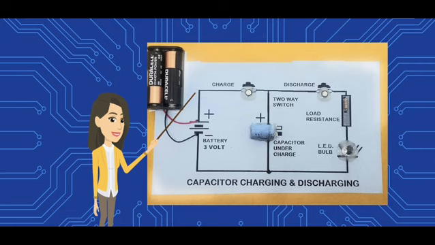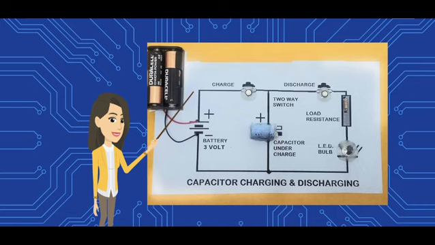In the discharging phase, the charged capacitor now behaves like a small power source. Electrons from the negative plate of the capacitor flow through the resistor and the LED toward the positive plate. Because current flows through the LED, it glows for a short time. As the capacitor releases its stored energy, its voltage gradually decreases until it becomes zero.